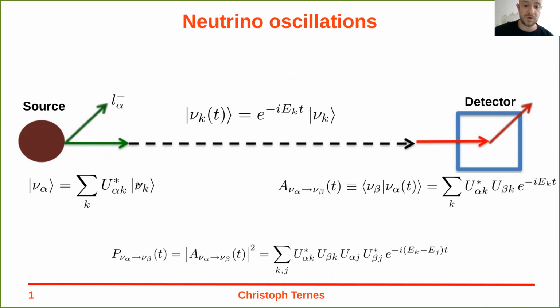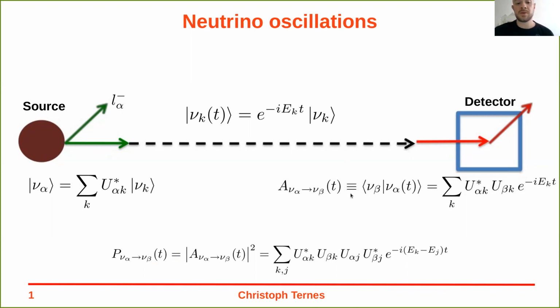Now the time evolution of the flavor state is immediately obtained by substituting nu k of t here into nu k. So this means that after some time t, the neutrino which had initially a composition of U alpha k will have a different composition due to these parameters here. So this means that the neutrino, which has been initially in nu alpha, can be detected in a different state nu beta, and the transition amplitude is given by this formula here.